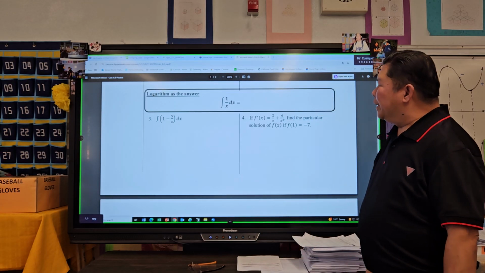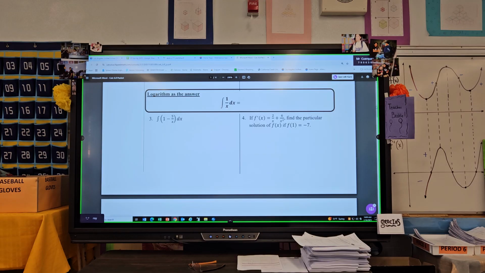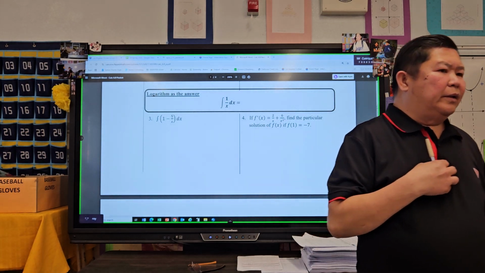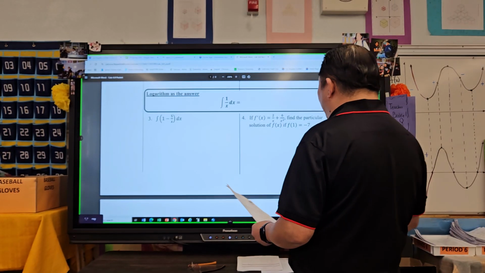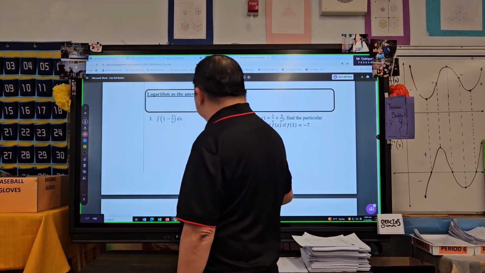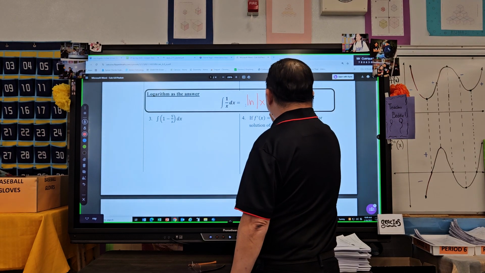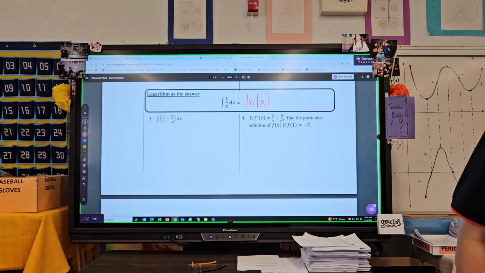So for logarithm as the answer. Suppose we have to find the antiderivative of 1 over x dx. Remember, the antiderivative of 1 over x is ln, right? Which means this is the natural logarithm of the absolute value of x. Okay? Then plus the constant.